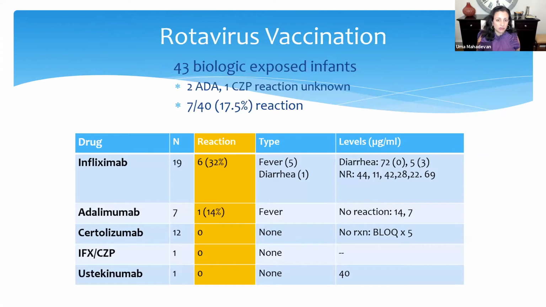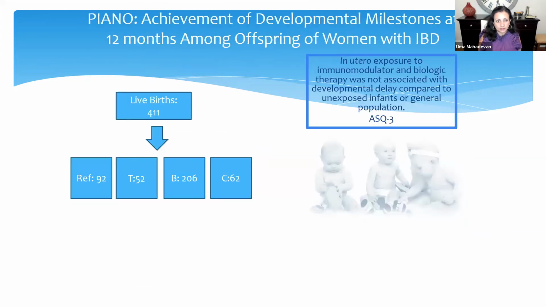Despite our recommendation, 43 biologic exposed infants did get rotavirus and they were all just fine. So it's probably overkill, but the recommendation is still not to give it. If they inadvertently get it, the reactions are minor and what's expected with multiple vaccinations.